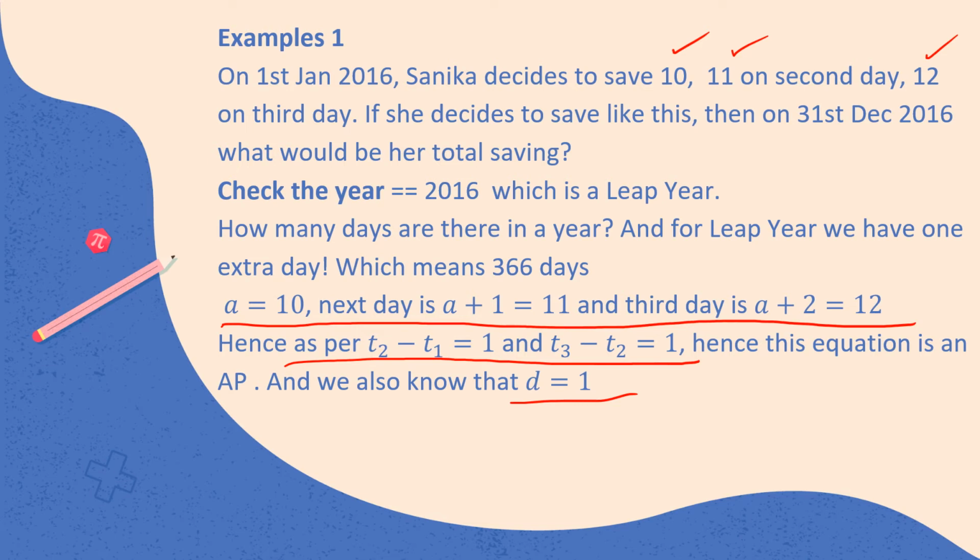So now the problem says that on the 31st December 2016, now we know that every year has 365 days, but what happens when the year 2016 is actually a leap year? You actually add a day, which means we have 366 days. So our calculation will be based on 366 days. This is where I tell you friends that you need to understand the word problem and use a little bit of common sense, which will help you to solve your problem better.